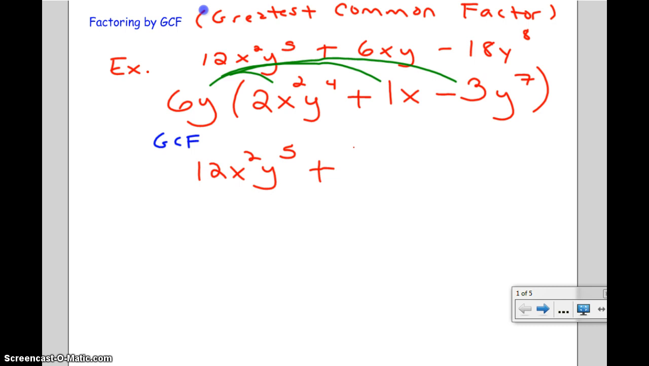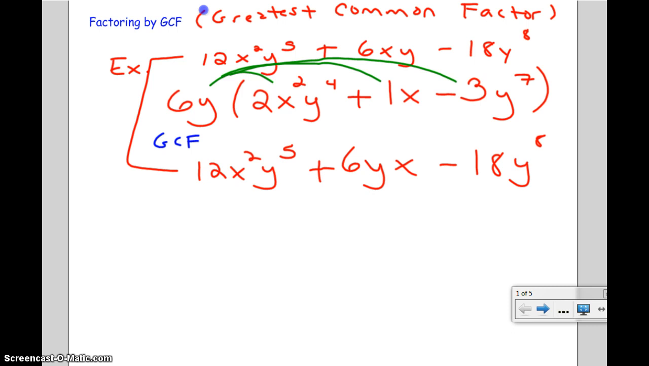6y times 1x gives me 6yx, which is the same as 6xy. Because of the commutative property, I can write them in any order within one term, because they all multiply. And then 6y times 3 gives me negative 18. I have 1y outside the parentheses and 7 on the inside, so I have a total of 8. These match, so I know I factored correctly.